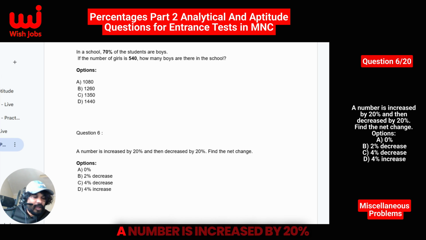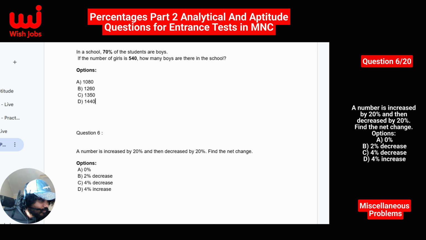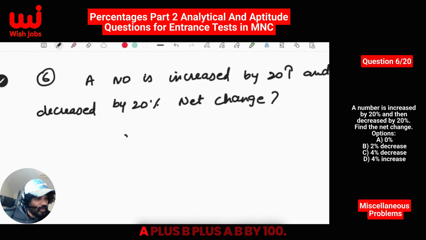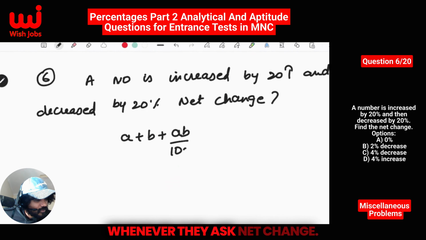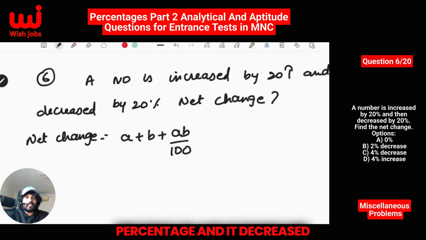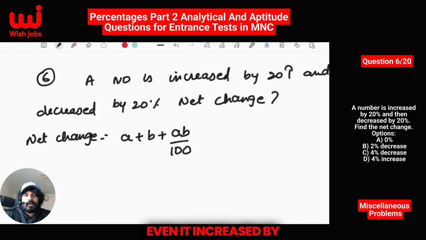The sixth problem. A number is increased by 20% and then decreased by 20%. Find the net change. For these kinds of questions, we have a direct formula: a plus b plus ab by 100. Whenever they ask net change, where a number increased by x percentage and decreased by x percentage, the net change uses the same formula. We can do it with the formula, but we can do it in a normal method also. The normal method is the fraction method which I told you.